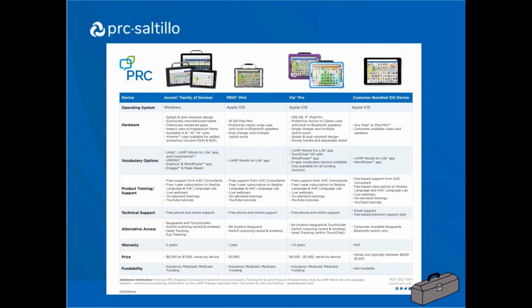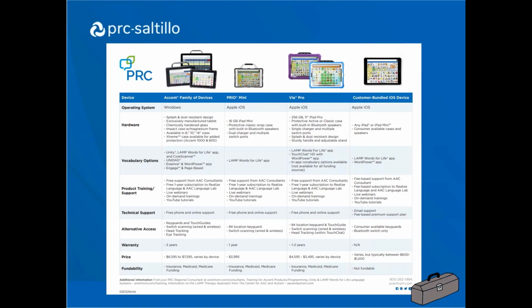And over our access methods section, we can see here that it's a little bit more limited as far as the alternative access goes when we're comparing the iOS options to the Accent family of devices. So I can see that switch scanning could be an option, and head tracking would not be an option with LAMP Words for Life if we were looking at that at this time.